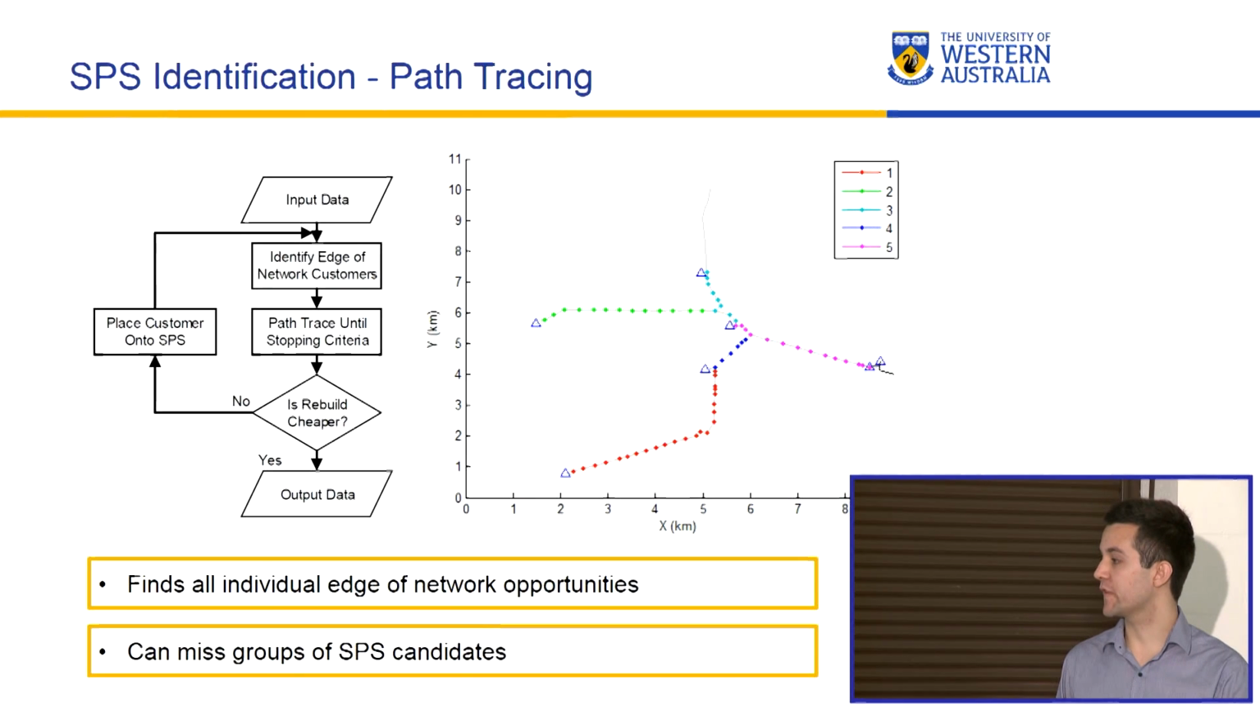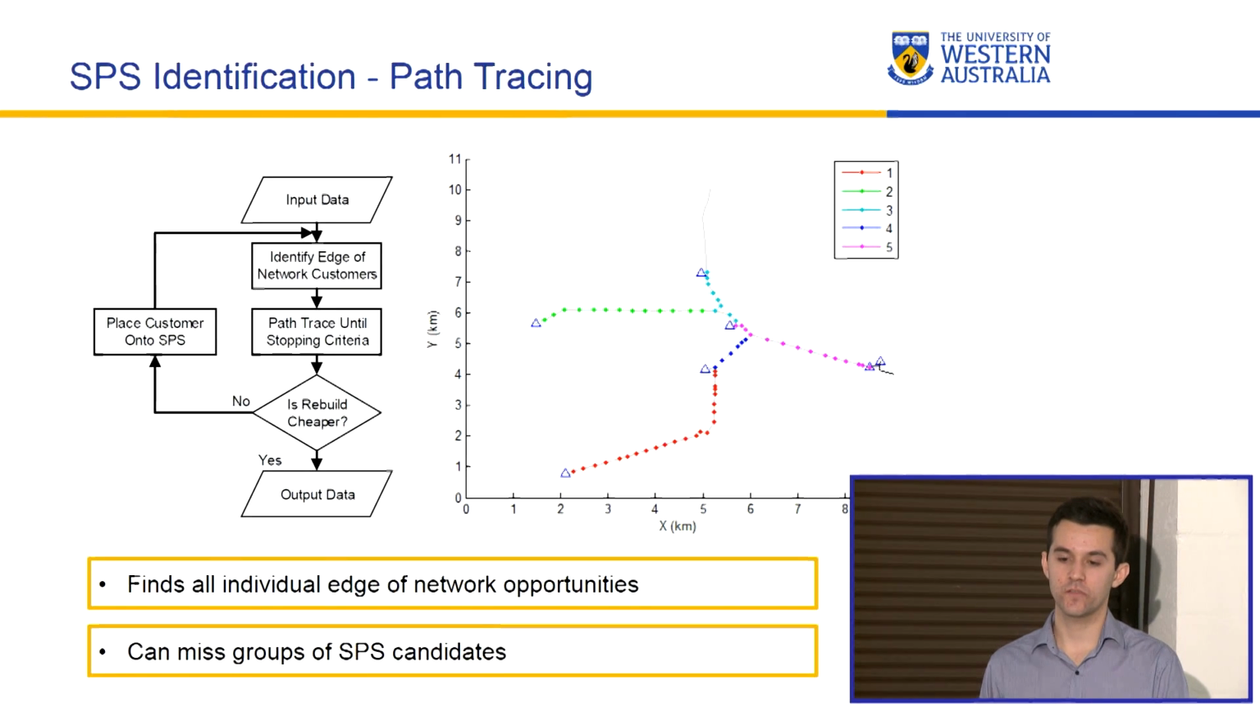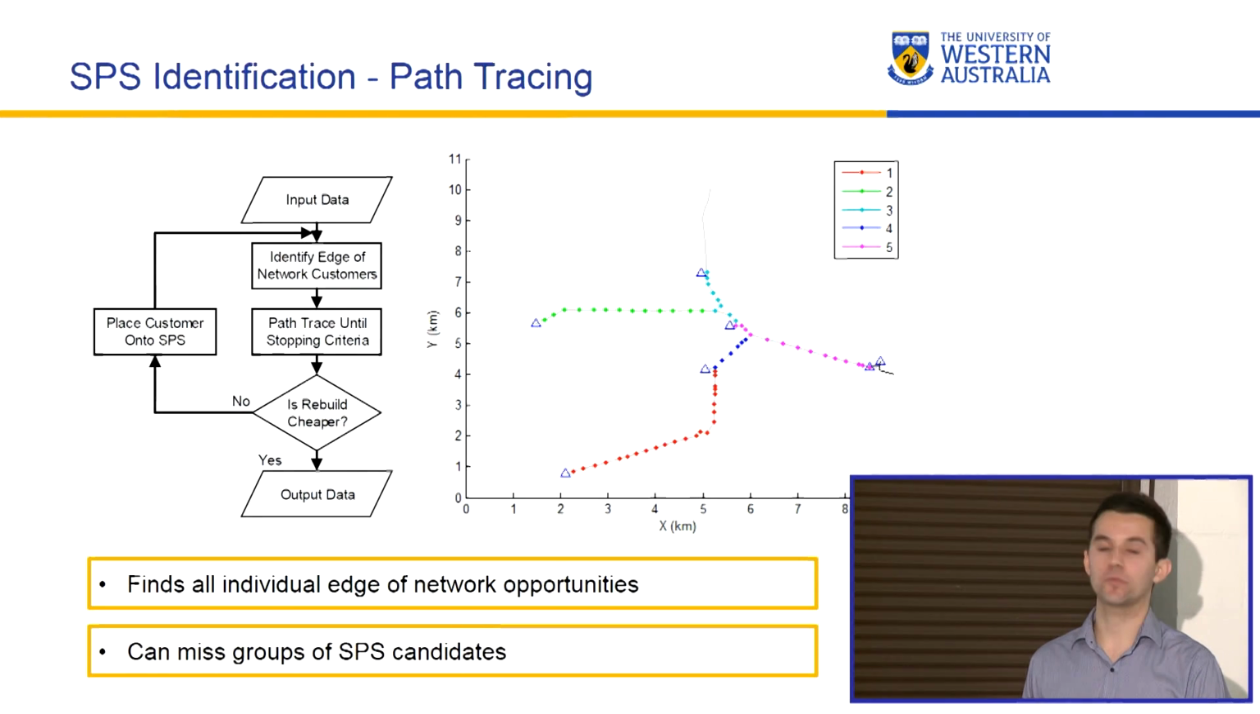So while this method identifies all the individual edge of network opportunities, so all the customers on the edge of the network, we can correctly identify if they should be standalone power systems, it can miss groups of standalone power systems. As it is only considering one at a time, it can miss scenarios where you have multiple very close together and then a long stretch afterwards.